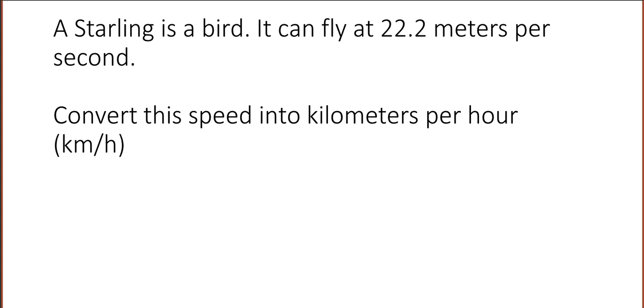So to sort out this Starling question, we are told that it's a bird, it can fly at 22.2 meters per second. So you've been given a speed already, but you're going to convert the speed into different units, so kilometers per hour. So what we need to do is set up our ratio like we did before. We've got our distance and time. So 22.2 meters per second means that we do 22.2 meters in 1 second.